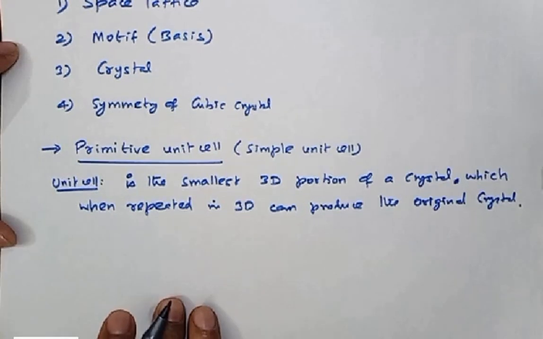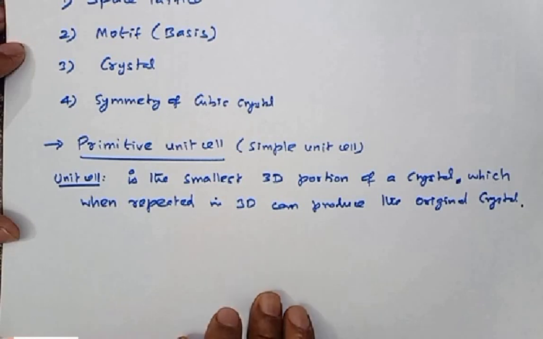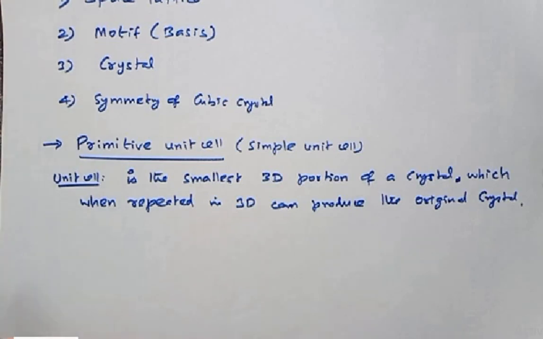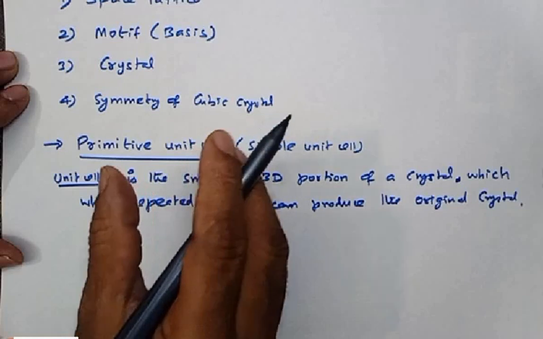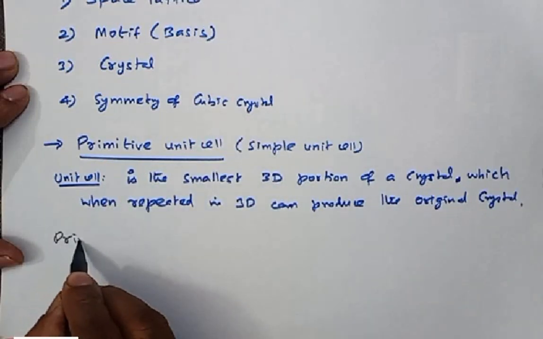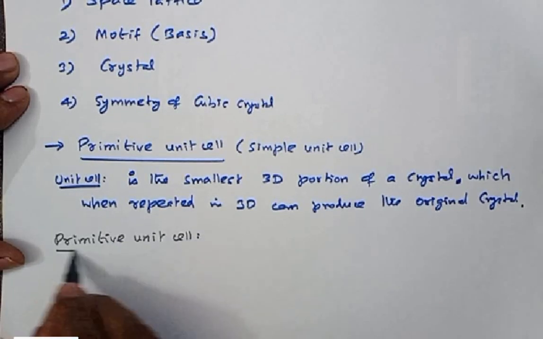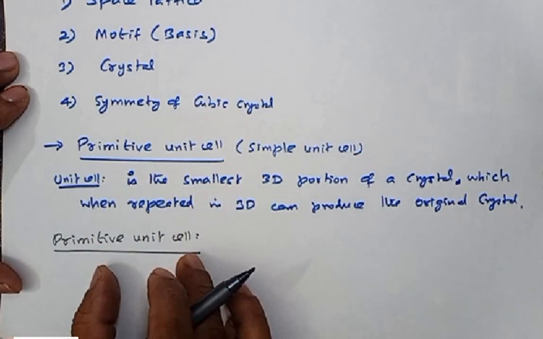What is primitive unit cell? This we did discuss in the last class. Now what we are going to do, what is meant by primitive unit cell? Observe carefully. In unit cell we have different types. Okay, primitive, non-primitive, cubic, non-cubic. Now I'll just give you the definition for primitive cell first. What is meant by primitive unit cell? What is the definition? Unit cell is the smallest portion of a crystal. Okay, what is primitive unit cell?